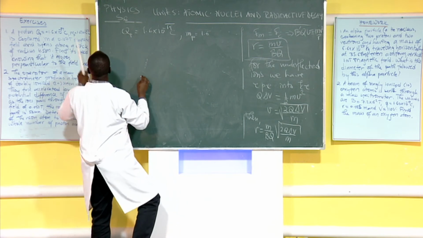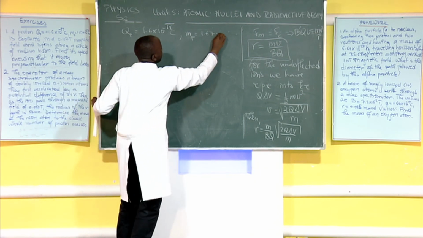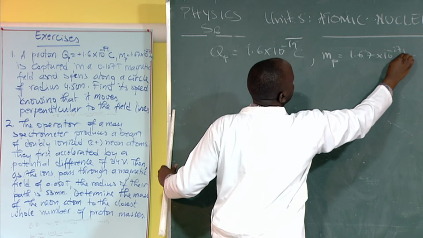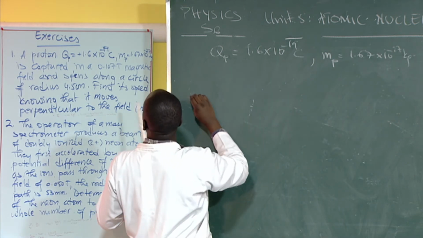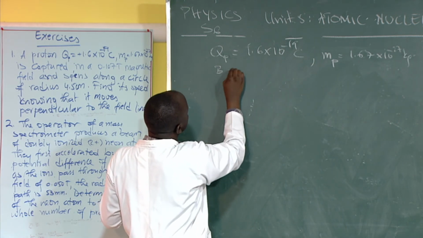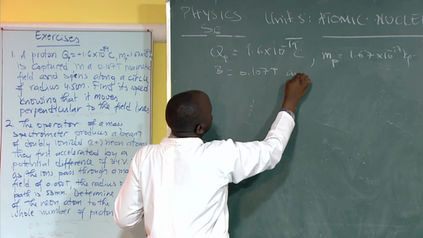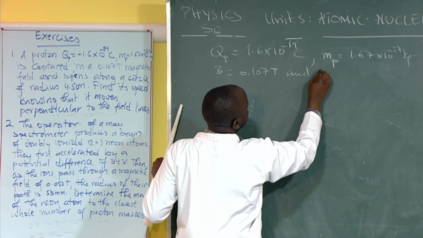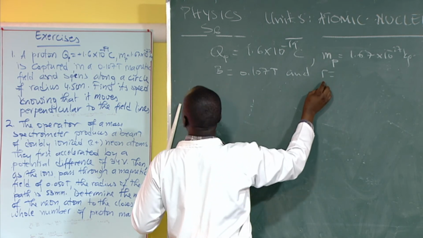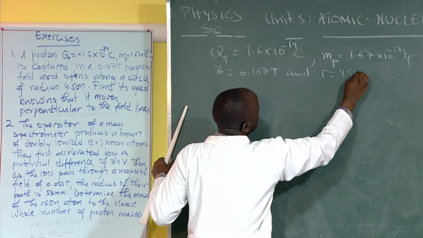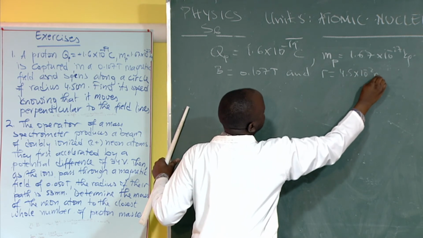It was given here: the mass is 7 times 10 to the power minus 27 kilogram. And what else? The magnetic field is equal to 17 Tesla. And the last one is the radius. The radius is 4.5 times 10 to the power minus 2 meter.